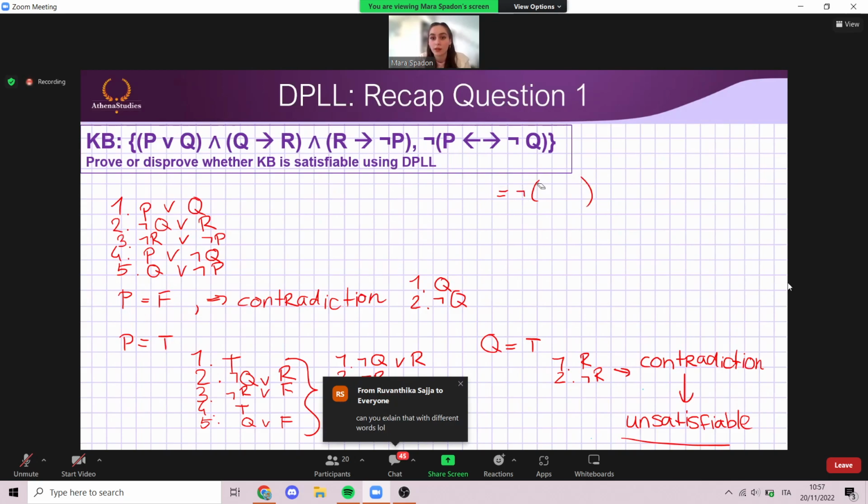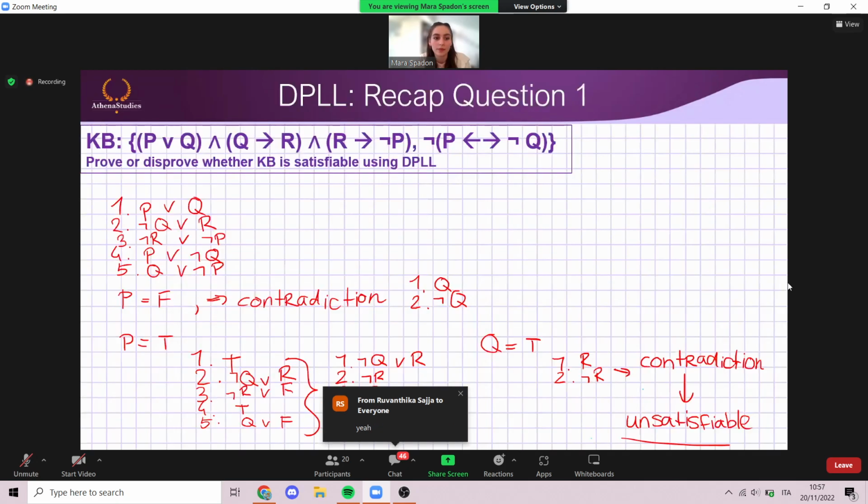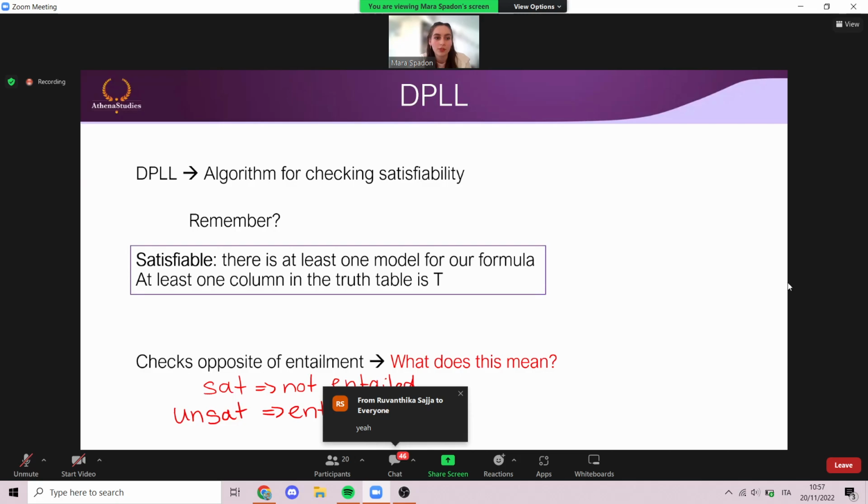Can you explain that with different words? Which part? The entailment? Yeah. Okay. So you saw here, right? We knew what satisfiability was. Remember? Yes, okay. So satisfiability, if there's at least one model for our formula.